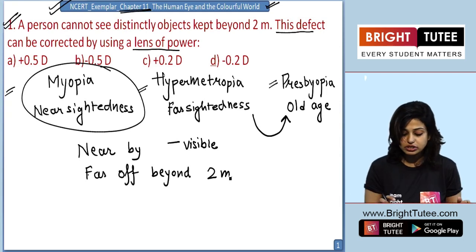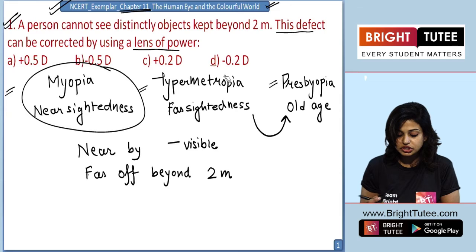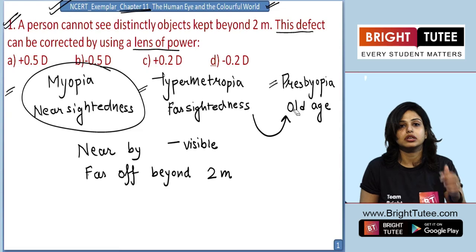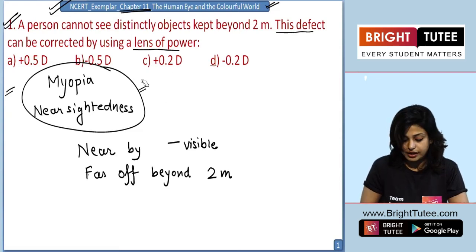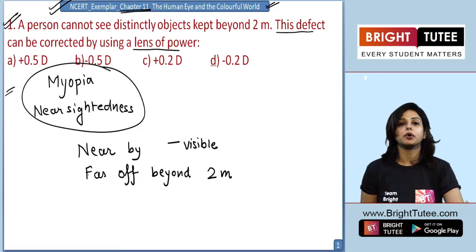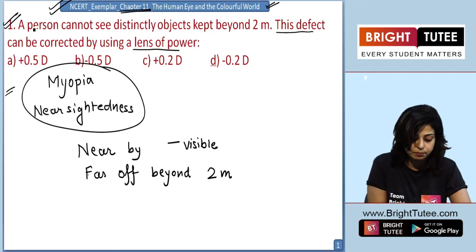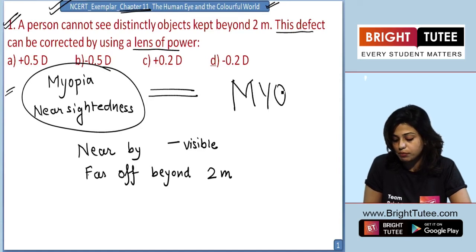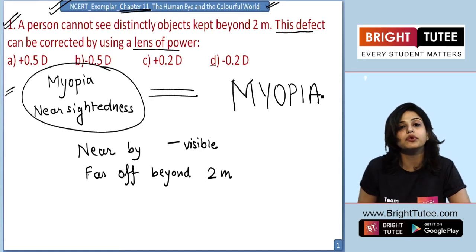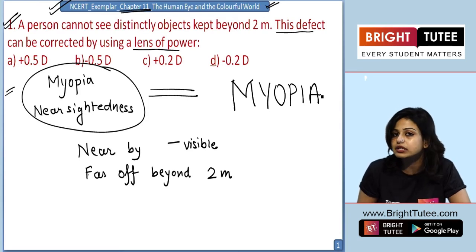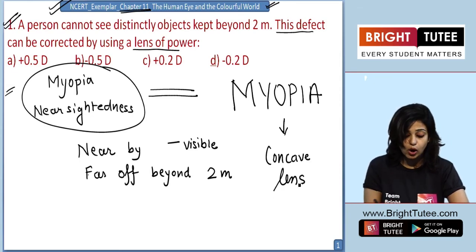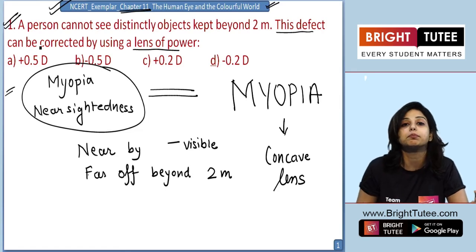Right students? So let me just rub all the other two options which are not our problem in the given scenario. Right students? Okay. Now we are back with the problem. Number 1, we got to know that the person in our problem is suffering with myopia. Right students? Now we know for myopia, what kind of corrective lens do we use? We use a concave lens. Right? Now we have to find out that what should be the power of the lens.